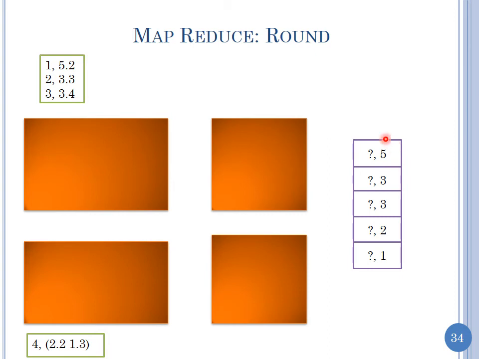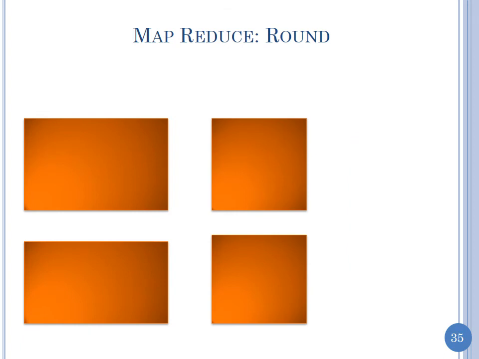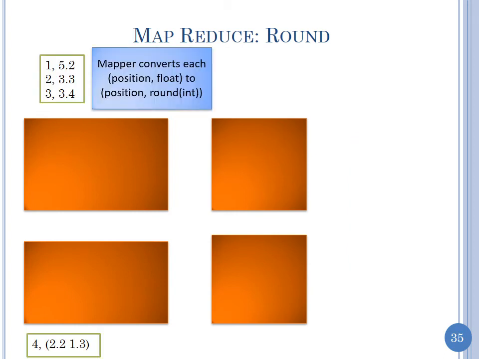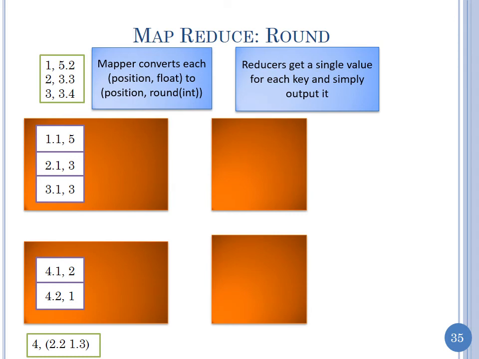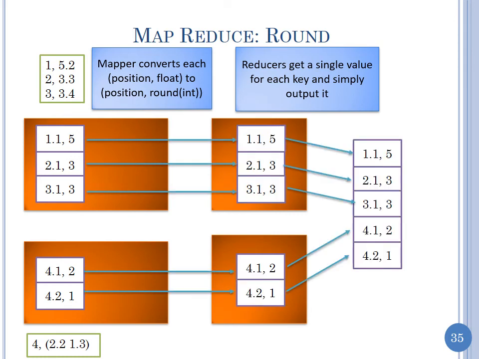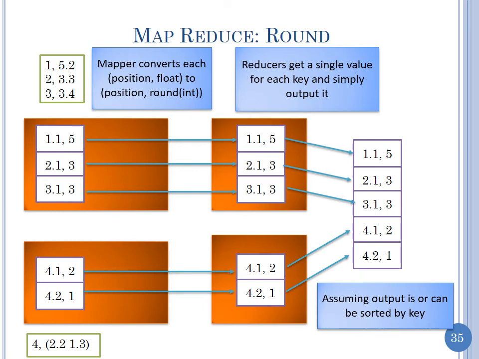So not a practical real world problem. Rounding is important, but like I said, it's not something that either of those mechanisms tries to solve. But we can solve it using this framework. So let's see what a map function might be and what a reduce function might be. The mapper converts each position comma float to position comma round int. That position is a row and a column number. So think of each of these being a row with each entry being a column: 1.15, 2.13, 3.13, 4.12, and 4.21. The reducer gets a single value for each key, so it just outputs it, and there you get the output. And then we can sort it by key to get the original sequence.